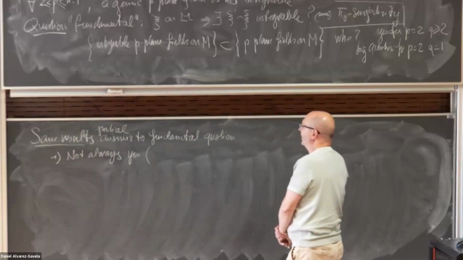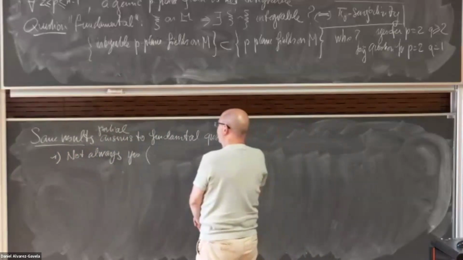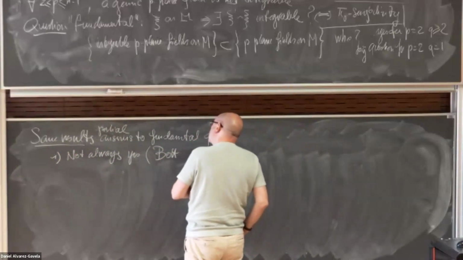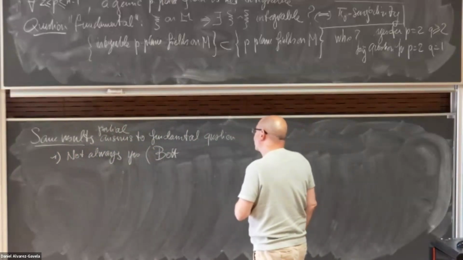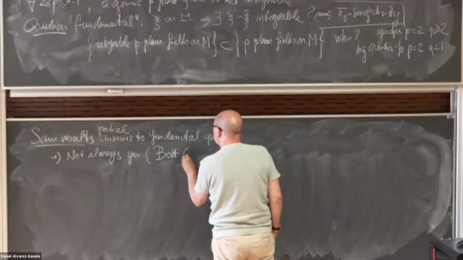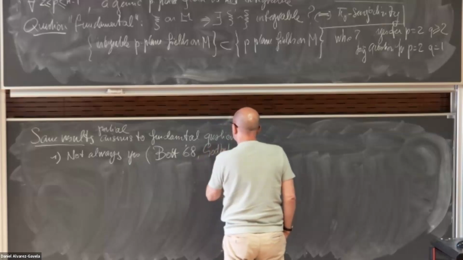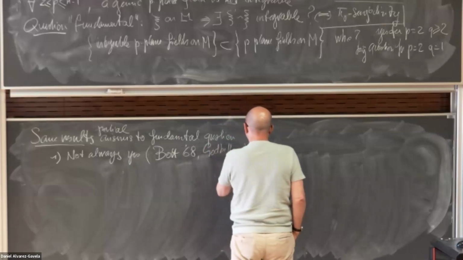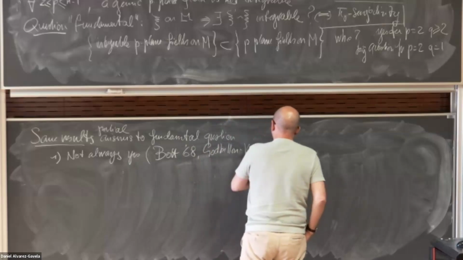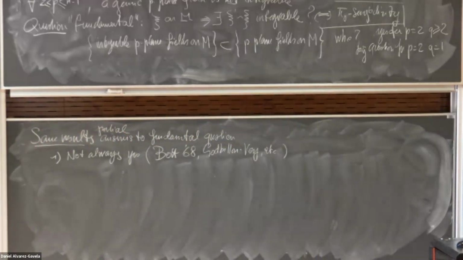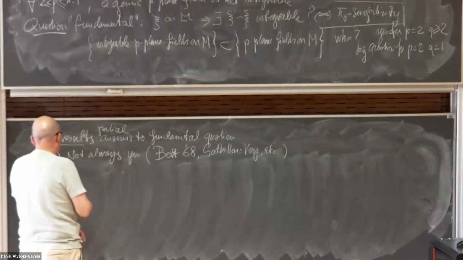Because the first really convincing things were Raoul Bott's work in 1968. Then there are the Godbillon-Vey invariants. Lots of obstructions, characteristic classes of obstructions, are known.